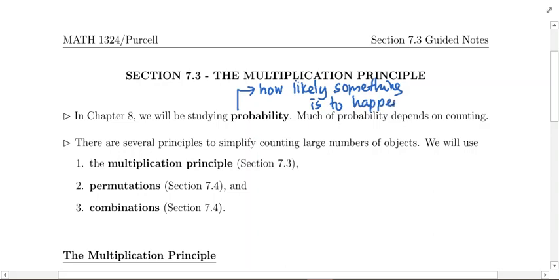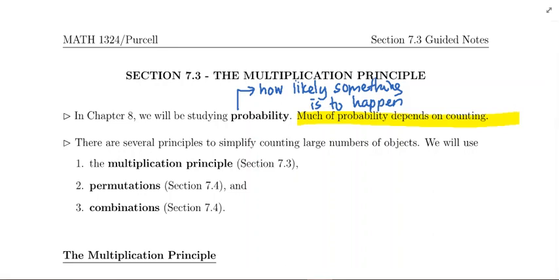Okay, so for example, what is the probability of you winning the Powerball if you went out and bought a ticket? Unfortunately, not very likely, but if you studied probability, you could compute your exact chances of winning the Powerball game. So those are the types of things we're going to look at in Chapter 8. But before we do that, in the remainder of Chapter 7, we are going to study counting techniques, because much of probability depends upon counting.